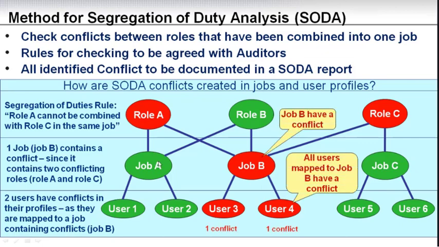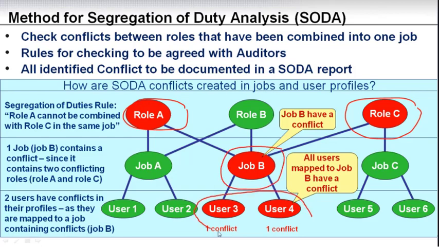In this case, job B has a conflict because, according to the rules agreed in your segregation of duty analysis, job B is allowed to perform role A and role C, which should not be allowed. This could be, as before, purchase order creation and purchase order approval. This is not allowed, so job B is not a valid job profile. And because job B has a conflict, all users assigned to that job will have a conflicting job function that needs to be resolved or accepted.